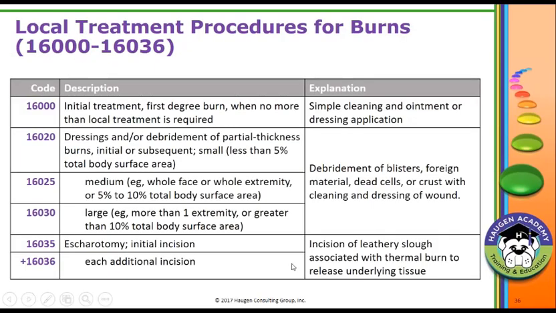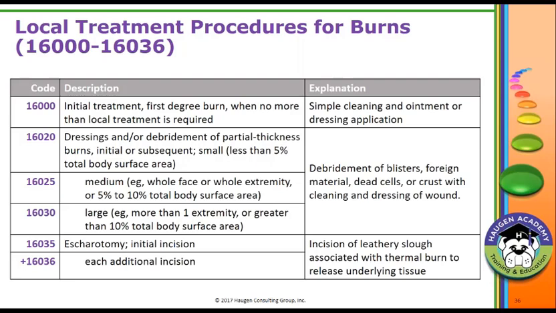A couple of notes for those of you who are doing procedures for burns. There are some CPT codes that are specific to debridement of the burns. What I've given you here is a list of the codes with the descriptions and then an explanation of what they're being used for. You'll notice that the 16000 is really just simple cleaning and ointment and dressing application. You probably won't be using that a whole lot in wound care. I don't think first-degree burns typically require wound care treatment.